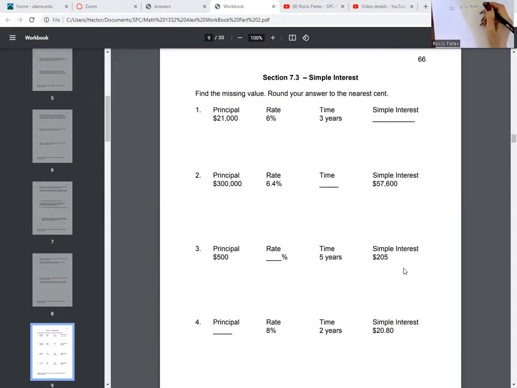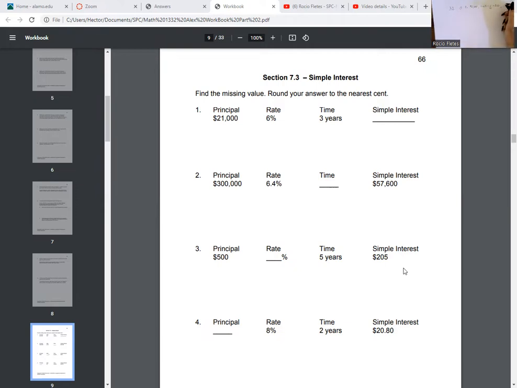Principal is 21,000. The interest rate is 6%. Notice that the interest rate is given in percent form. Percent form must be converted to decimal form, and to do that, you write 6 divided by 100, which gives you 0.06.